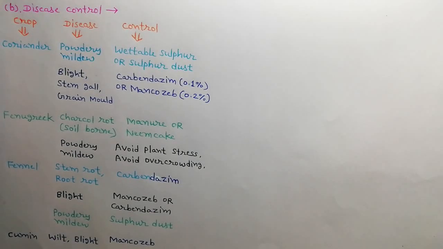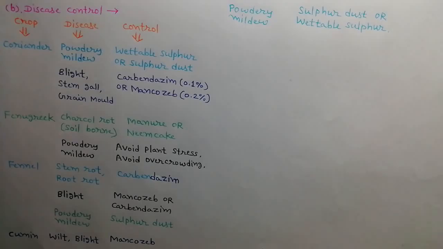In case of cumin crop, spray mancozeb at 0.2% after 30 to 45 days of sowing to control the wilt and blight. For controlling powdery mildew, the crop may be dusted with 300 mesh sulfur dust at 25 kg per hectare or sprayed with wettable sulfur at 0.25% at the start of disease and a second spray after 10 to 15 days as per need.